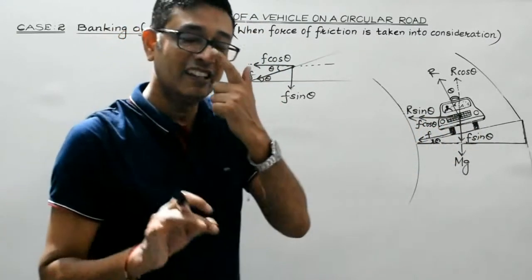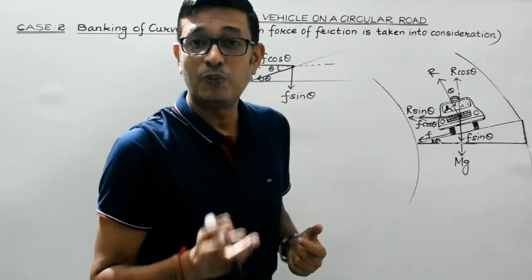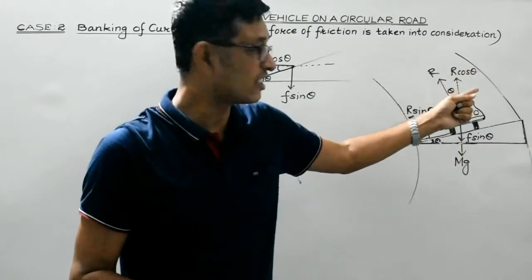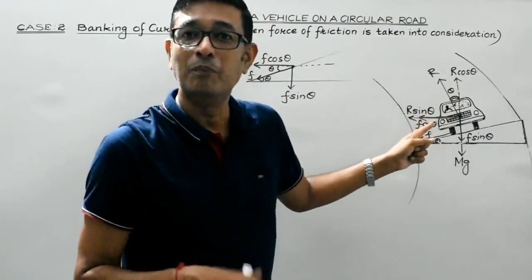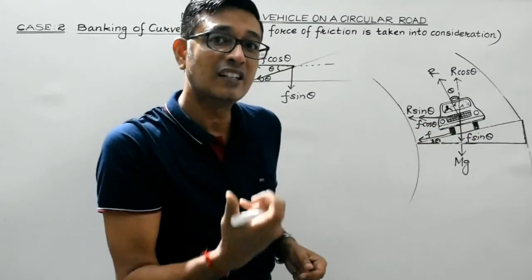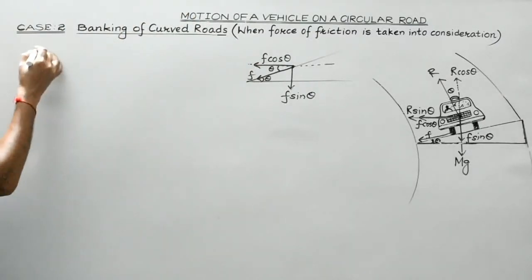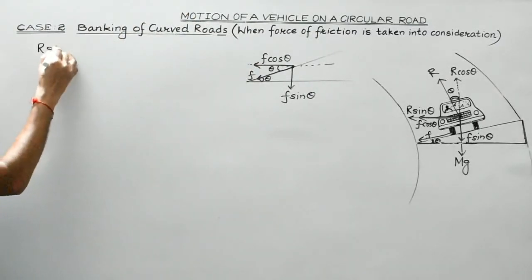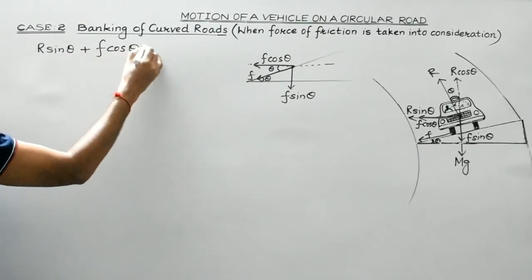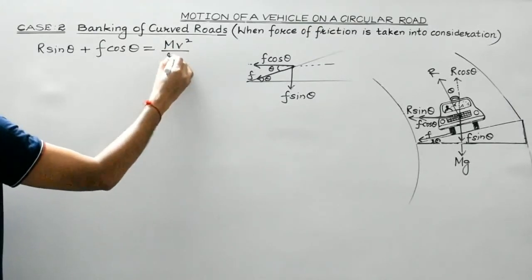So in this case, where we are considering the force of friction, the component of the force of friction, f cos theta, along with the component of the normal reaction, that is R sin theta, both acting in the radially inward direction, will contribute towards the centripetal force, right? Therefore, the first equation is R sin theta plus f cos theta is equal to mv square divided by r.